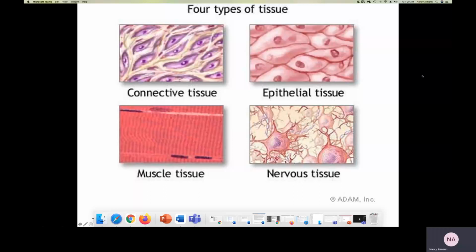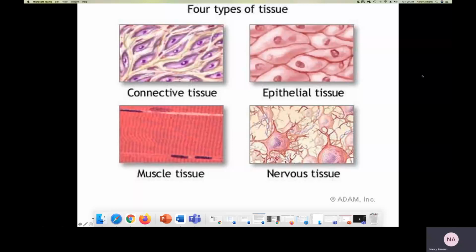There are 4 types of tissue, which you need to know forever, not just for the purposes of this class. It's going to be connective tissue, and conveniently, connective tissue does just that. It's going to connect different parts of the body. Epithelial tissue will line cavities and cover surfaces.